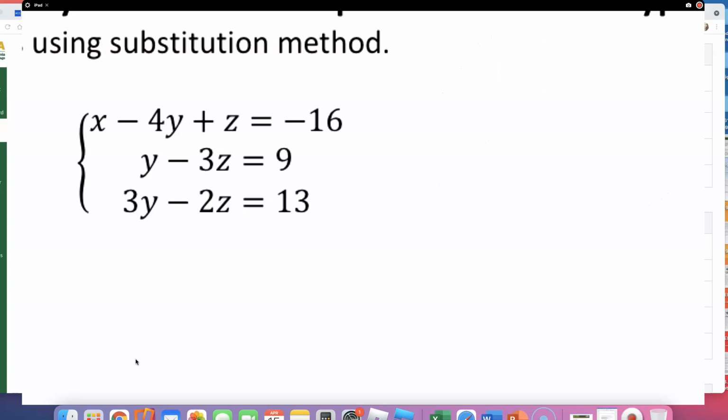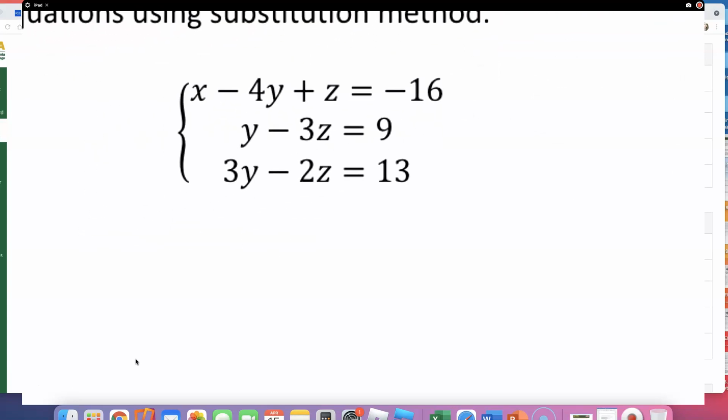So I'm going to look at these 3 equations up here. One of them looks very easy to work with. If you take a look at the middle equation, you see how we can just add 3z to both sides and get y equals positive 3z plus 9, because 9 was a positive number. So I just rewrote the second equation so that it is solved for y.